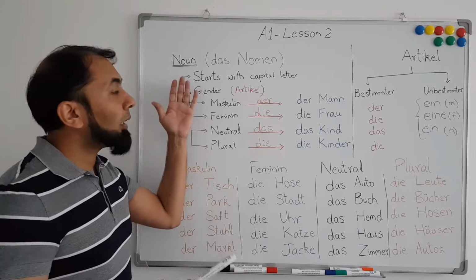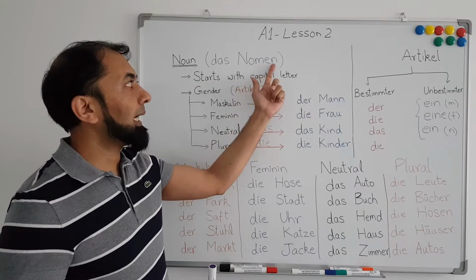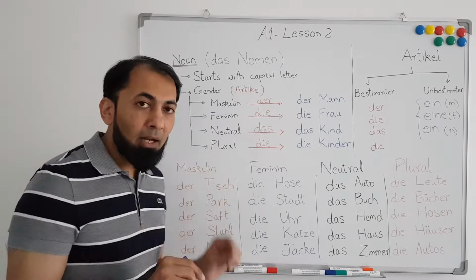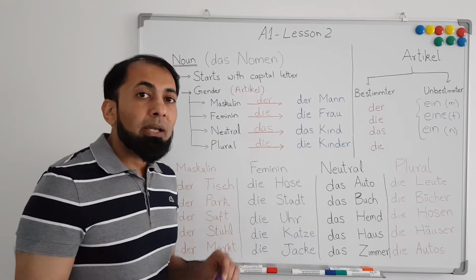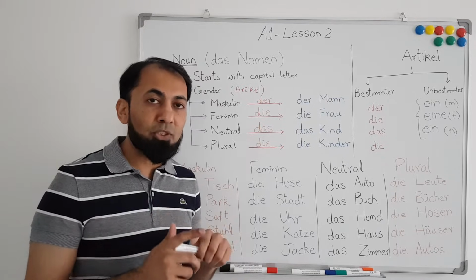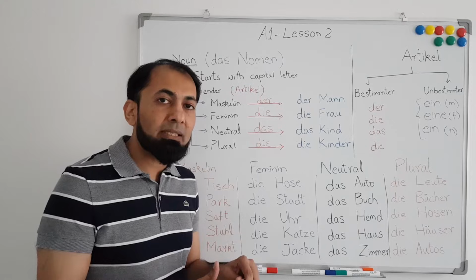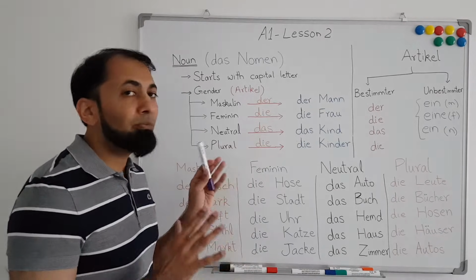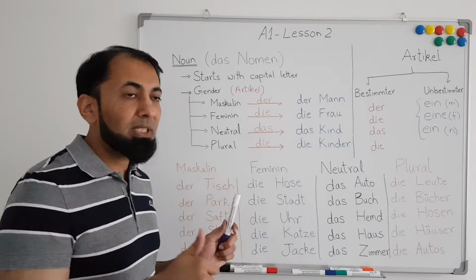So a noun in the German language is called Nomen. And every time you write a noun in German, the noun will always start with a capital letter. Irrespective of its position in the sentence, whether it comes at the first place, at the center, or at the end of the sentence, the noun will always start with a capital letter. So this is very important as the first point.